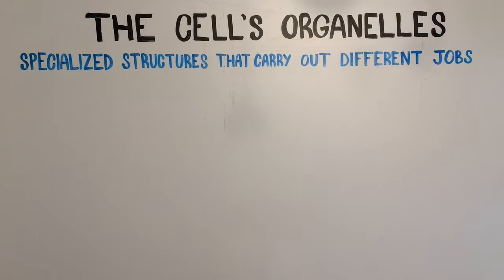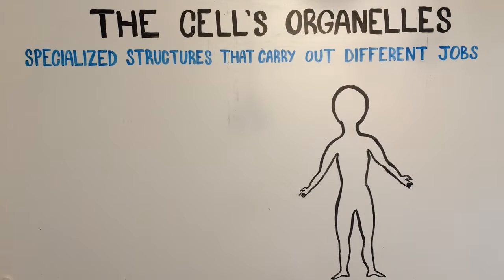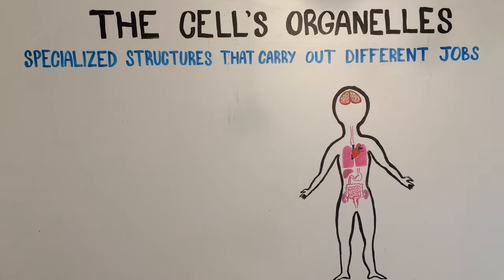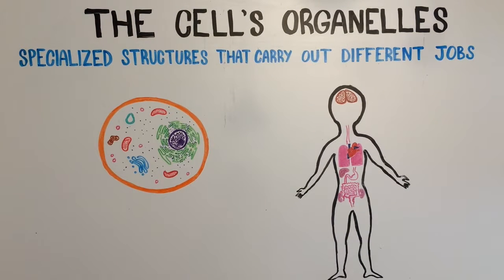Regardless of size and shape, almost all cells contain similar organelles. Organelles are specialized structures within cells that carry out different jobs. Just like how you have specialized organs within your body that carry out specific functions to keep you alive and functioning, your cells have organelles that keep them alive and functioning. Therefore, you can think of organelles as the organs of cells.